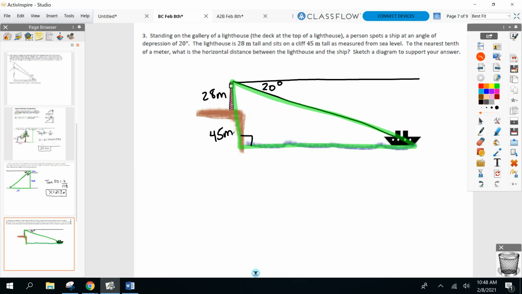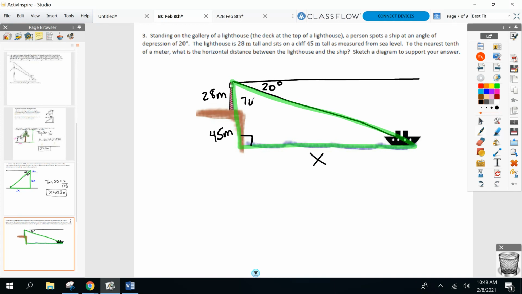And everyone reading the question carefully, what is the horizontal distance between the lighthouse and the ship? So we should not be finding the hypotenuse here, right? Because we're finding the horizontal distance. So it's the horizontal leg we're looking for. I'm going to change that in the next problem, but for right now, it's the horizontal distance. And again, tangent it is, no matter if you're using 70 or you're using 20.